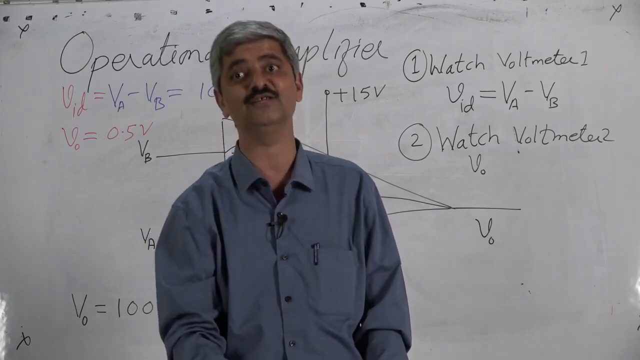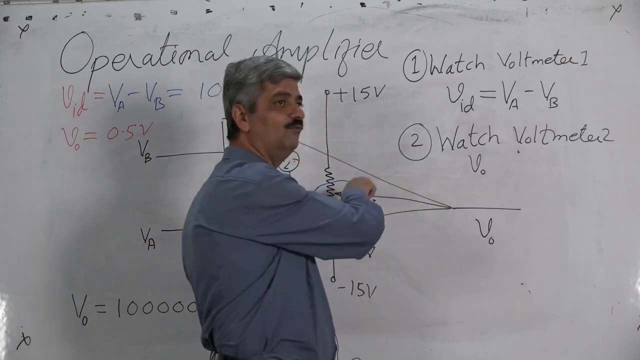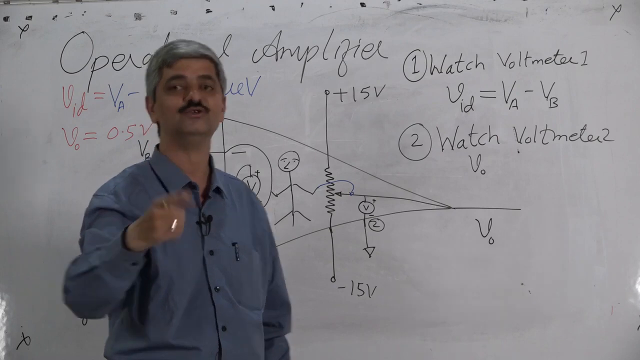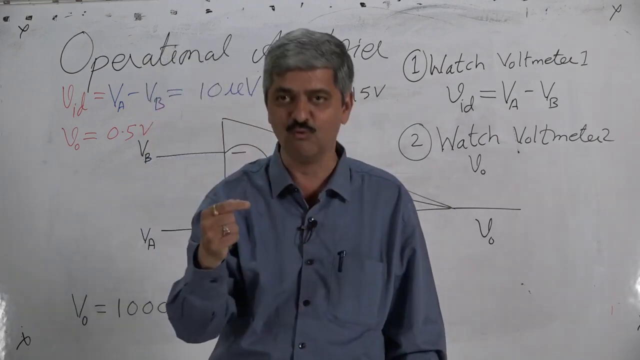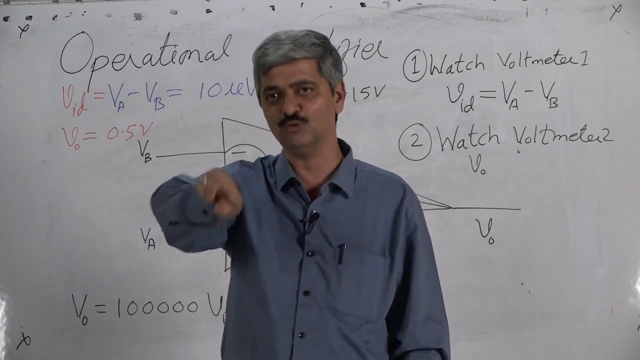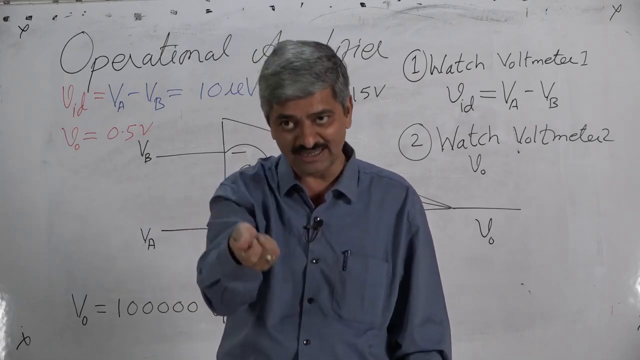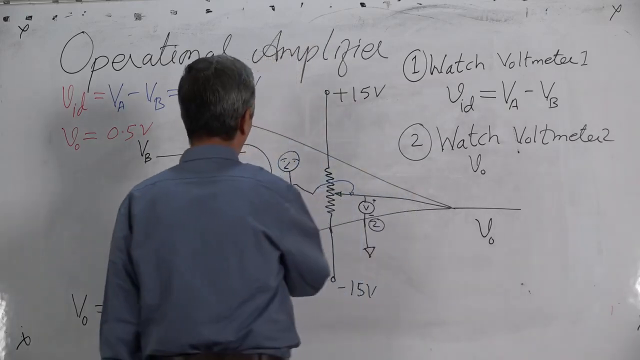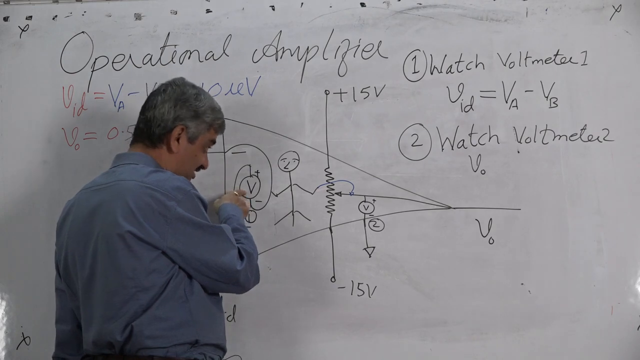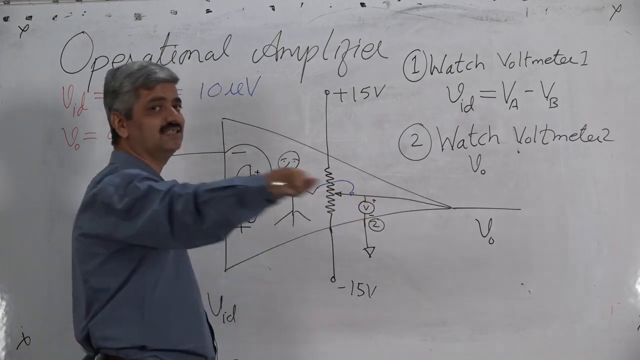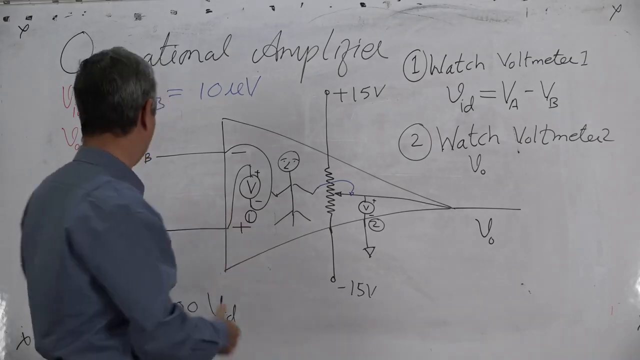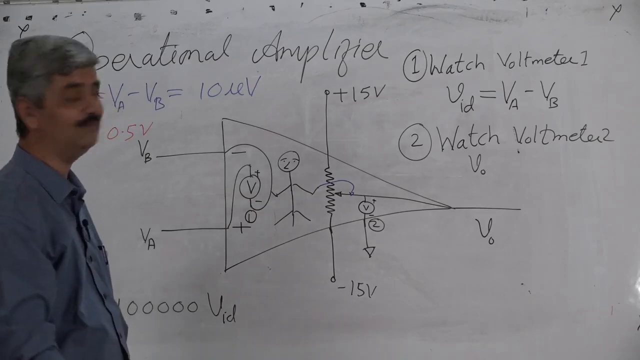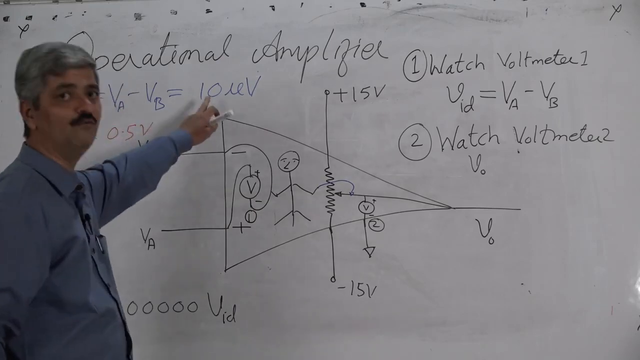So for that purpose, what is in your hand? You have a variable knob in your hand which you can vary. What you want is 1, what you have is 0.5. If what you want is more than what you have, you move right. And if what you want is less than what you have right now, you move left. So you will watch here also, because that may also change, and adjust the knob so that the output becomes 1 volt. So if VID is 10 microvolts, VO becomes 1 volt.